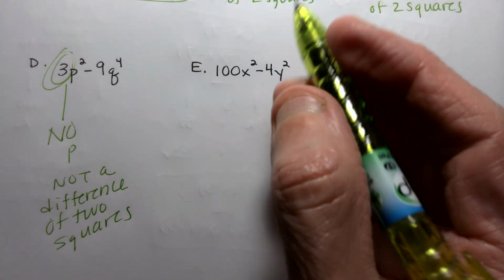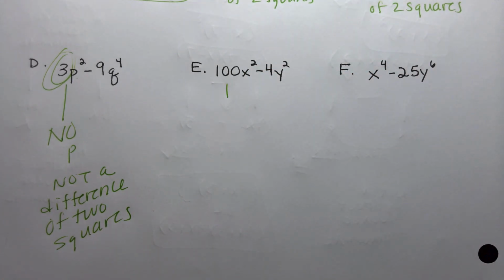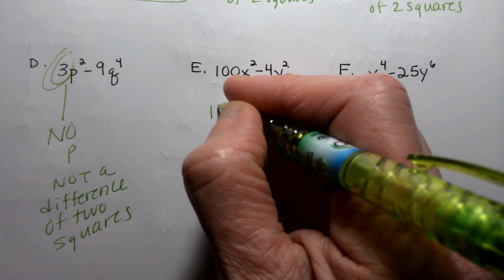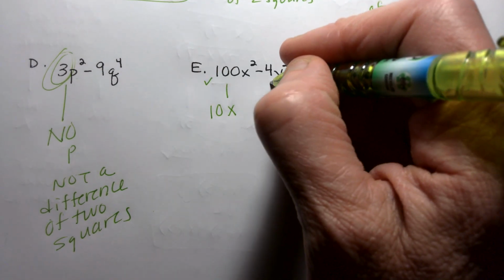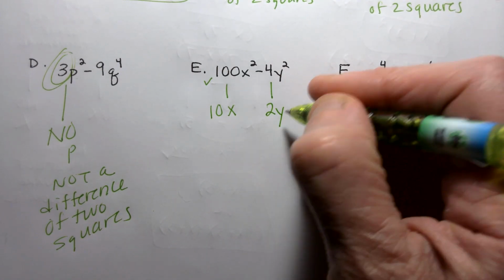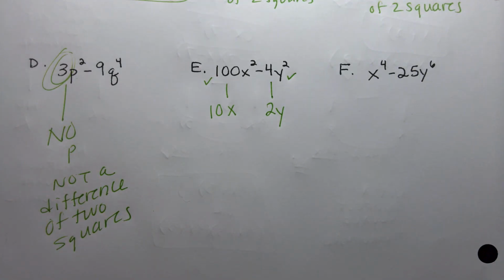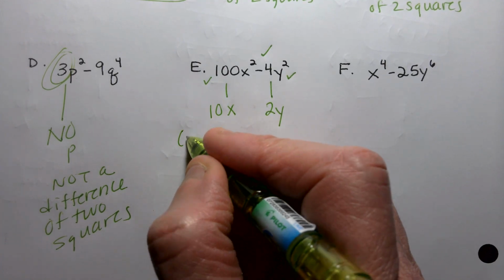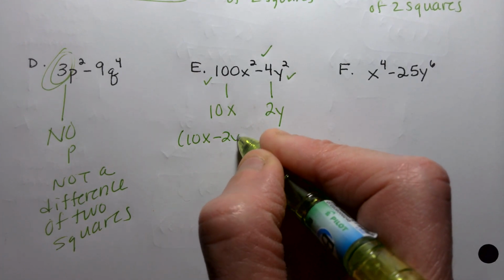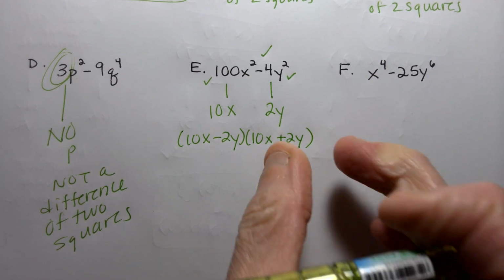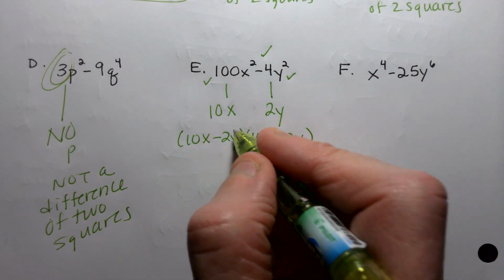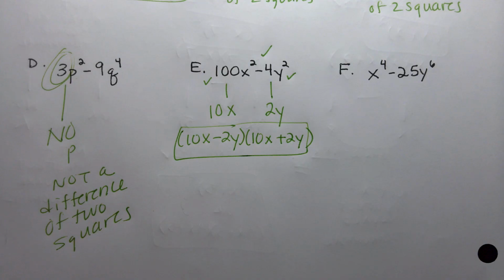All right, let's look at this. Is that a perfect square? Yay, finally. 10x. Check. Is that a perfect square? Yes. 2y. Check. Is it a subtraction? Check. I got my 3 checks. Now I've got my 2 numbers. One is a subtraction and one is an addition, and it doesn't matter which one you write first. These could be flopped. That's fine.